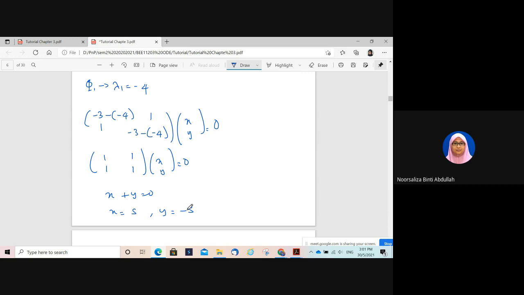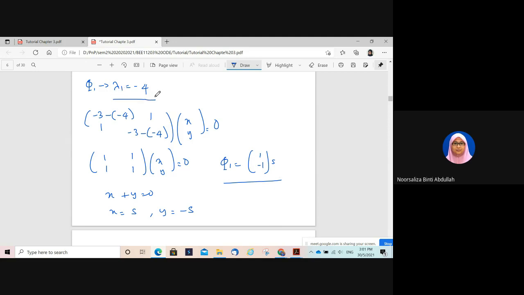Minus s ke? Betul tak? Betul kan? Am I right? Betul. Yes. Betul kan? So you have x equals to s and y equals to minus s. Then your eigenvector 1 is equals to 1, minus 1, s. This one is your eigenvector 1 from lambda 1.